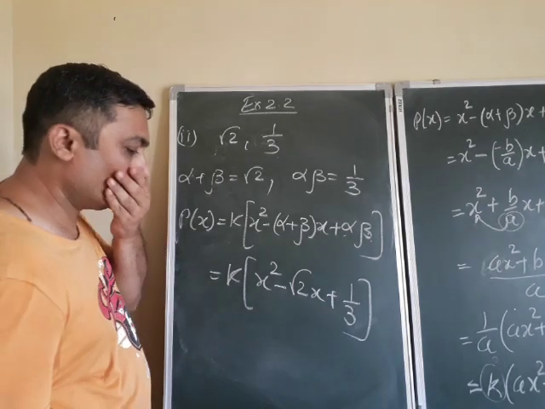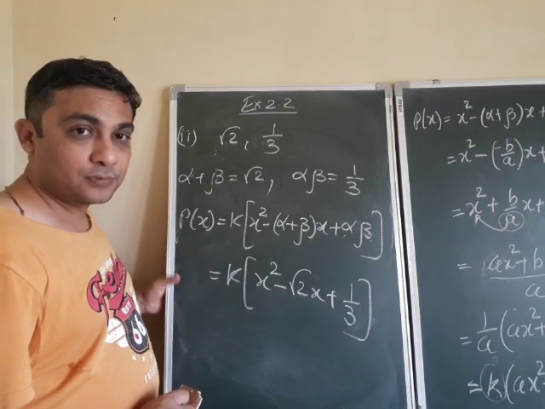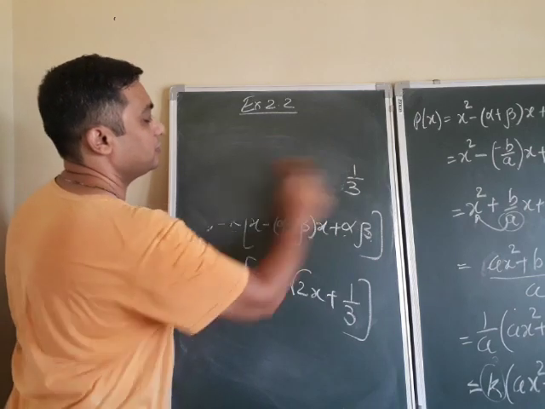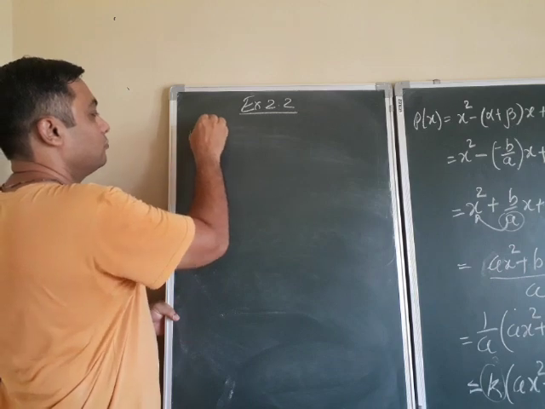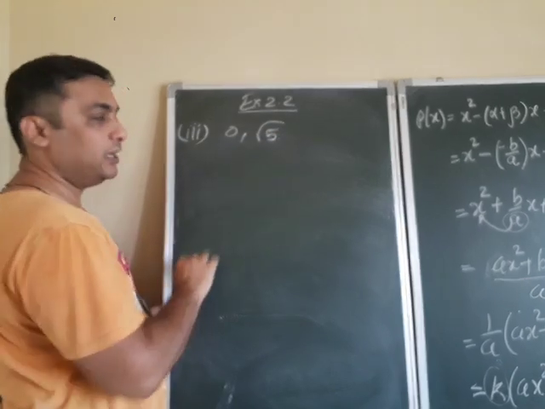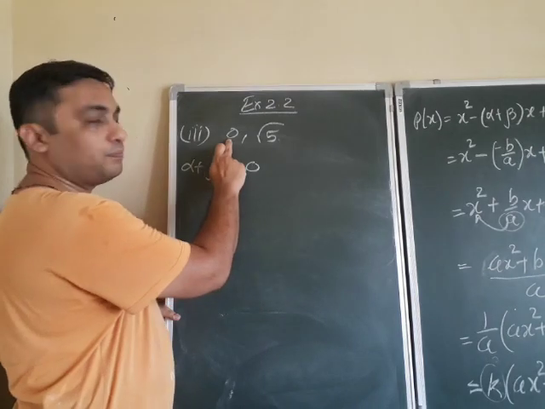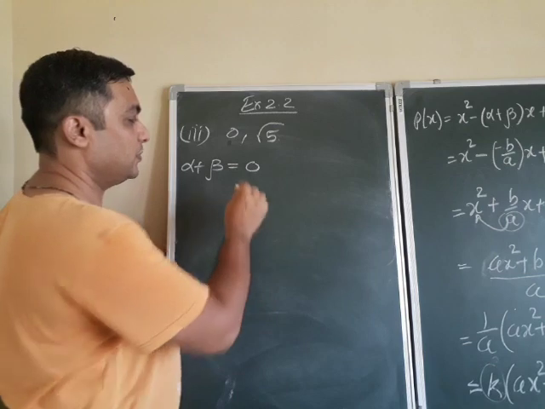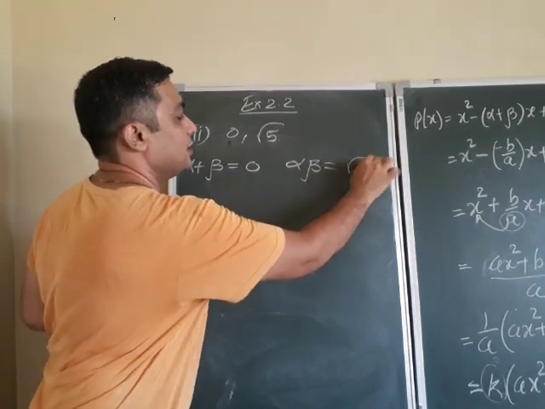Ready for next? Please complete. Complete कर दीजिए. Ready? See the next. Total 6 are there. See number 3. 0 and root 5. So alpha plus beta is equal to 0. Sum of the zeros is 0, and the product of the zeros is root 5.